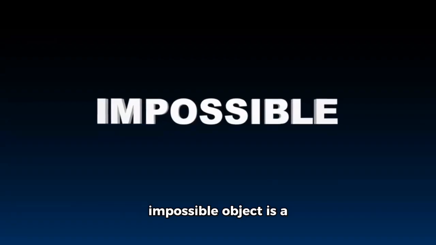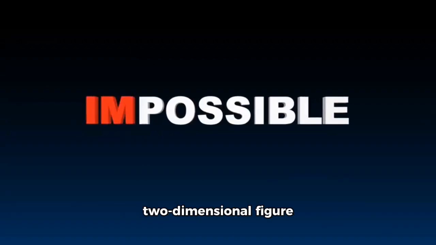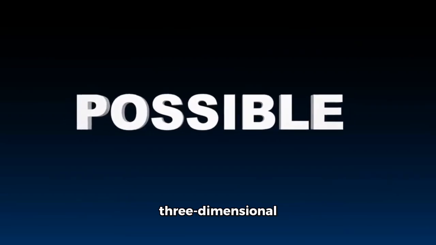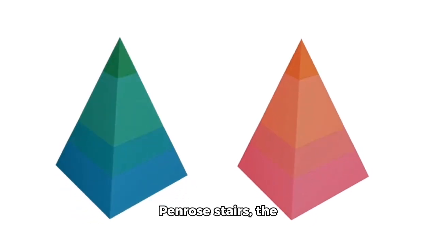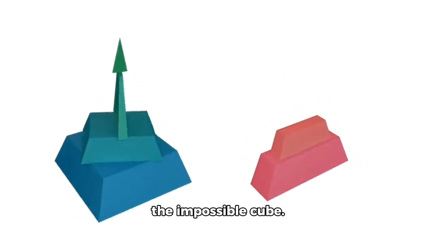Impossible object. An impossible object is a two-dimensional figure that represents a three-dimensional object but cannot exist as a solid object. Examples include the Penrose stairs, the Penrose triangle, and the impossible cube.